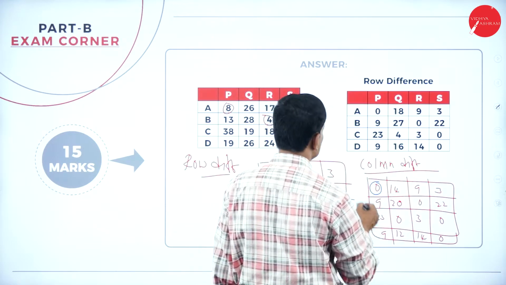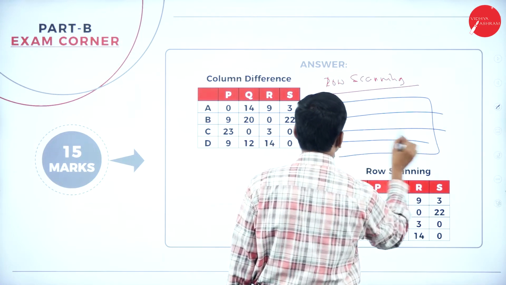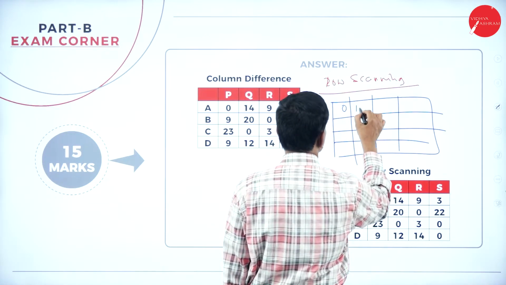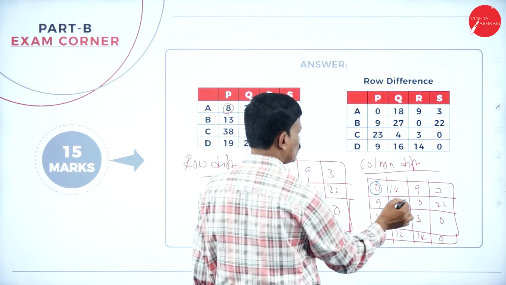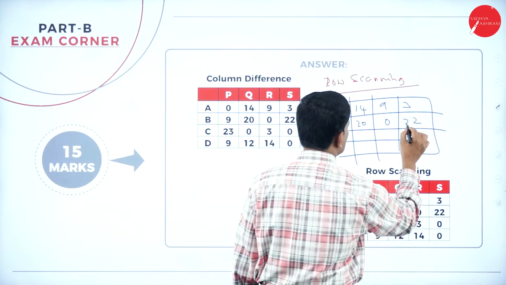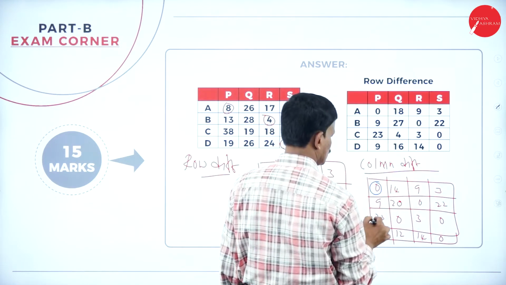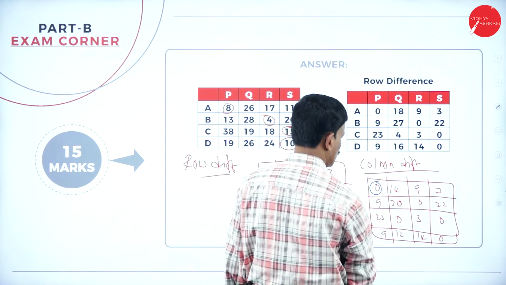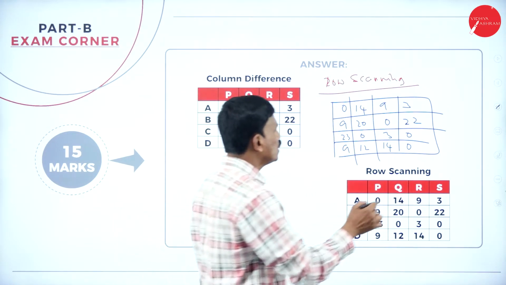In row scanning, let me write the elements here. What are the elements? 0, 14, 0, 14, 9, 3, 9, 3, then 9, 20, 9, 20, 0, 22, then 23, 0, 3, 0, and again 9, 12, 9, 12, 14, 0. Okay, now let us come to the row scanning.